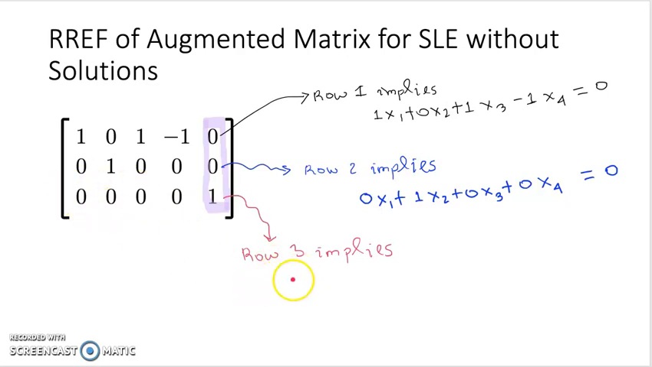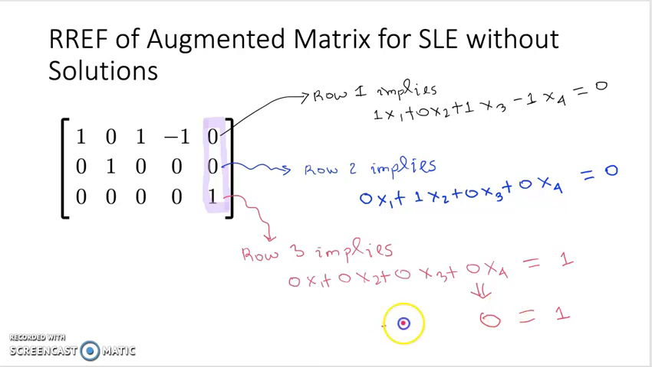The last row tells us that we have 0x1, 0x2, 0x3, 0x4. So everything to the left of the last column is 0, 0 plus, plus, plus, and then this is equated to 1. So this is implying that the left-hand side is 0 and the right-hand side is 1, and this is implying 0 equals 1. This is a so-called contradiction. So in mathematics, we use these two arrows kind of facing each other. There is a face-off. This is a so-called contradiction.